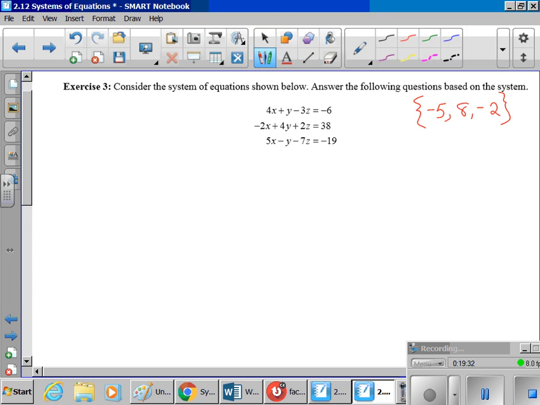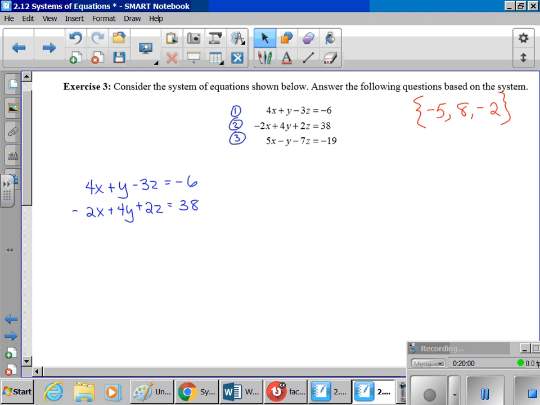All right, so if you like the numbers, if you don't like the numbers, don't worry about it. Here's 1, here's 2, here's 3. So the first thing I'm going to do is write down 1 and 2. So I have 4x plus y minus 3z is equal to -6, and -2x plus 4y plus 2z is equal to 38. Remember, do it on line paper if you don't have enough space, because trying to do this quickly and compactly only ends in disaster.